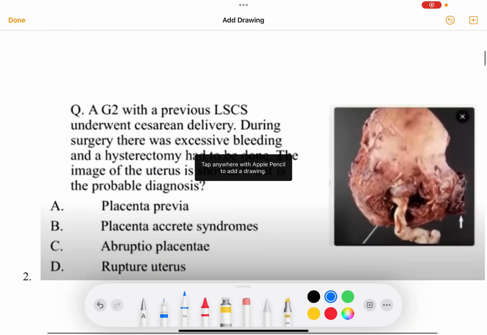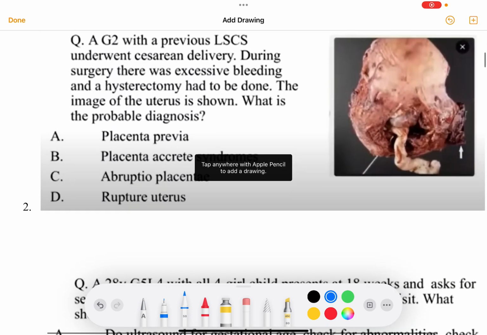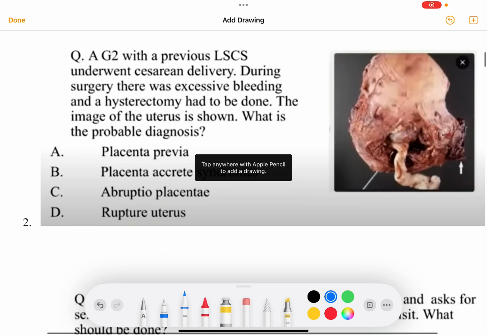Coming to the second question. A gravida 2 with a previous LSCS underwent cesarean delivery. During surgery there was excessive bleeding and a hysterectomy had to be done. The image of the uterus is shown. What is the probable diagnosis?